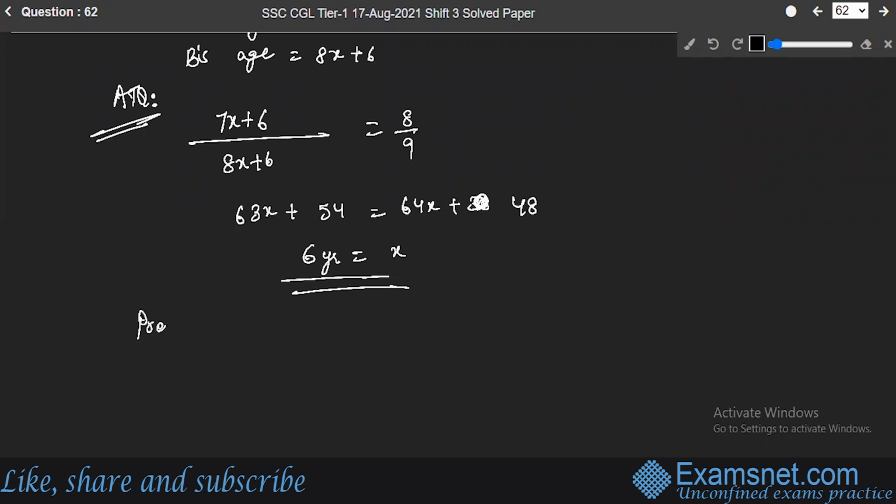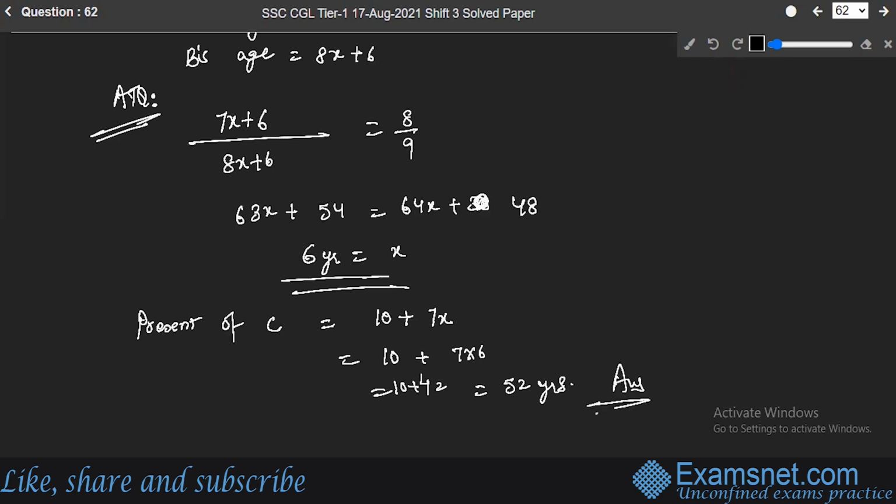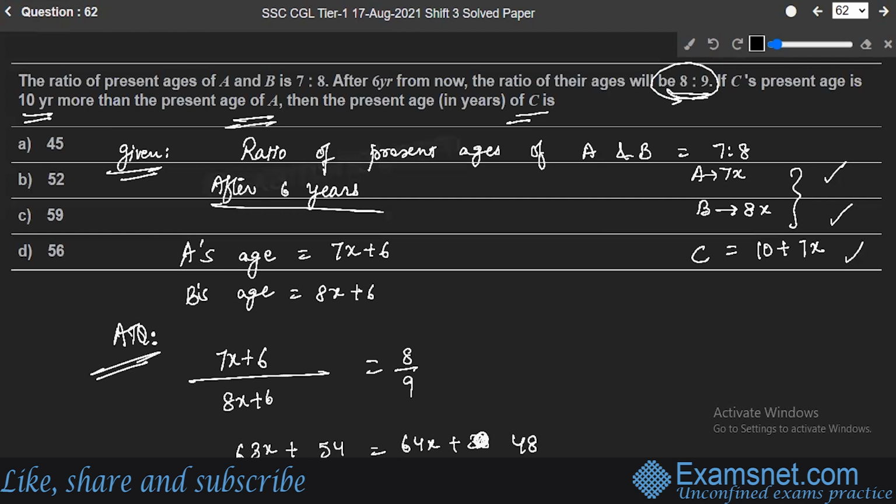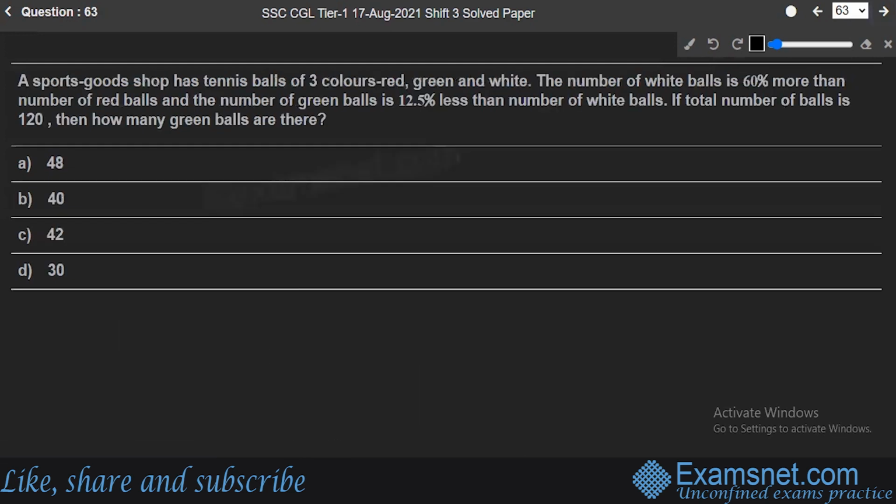And the present age of C, this is what you have to find out. The present age of C is 10 plus the present age of A, that is 7x. So 10 plus 7 into 6, that is 10 plus 42, which is equal to 52 years. Right. So the present age of C is equal to 52 years. Let's check. Option B is the correct answer to the question. Hope you are clear with this. Let's move to the next question, number 63. A sports goods shop has tennis balls of three colors, red, green, and white.